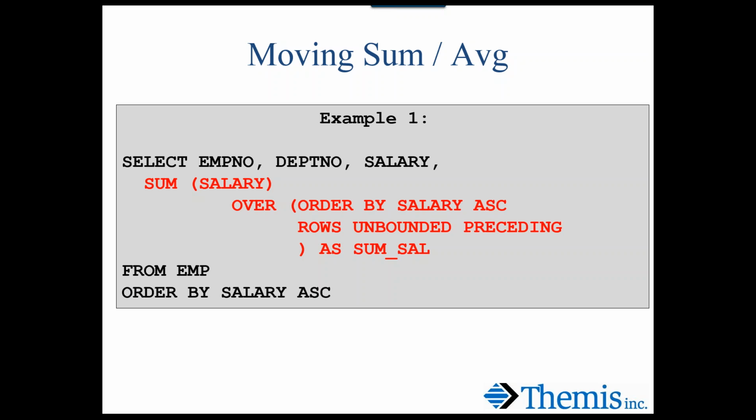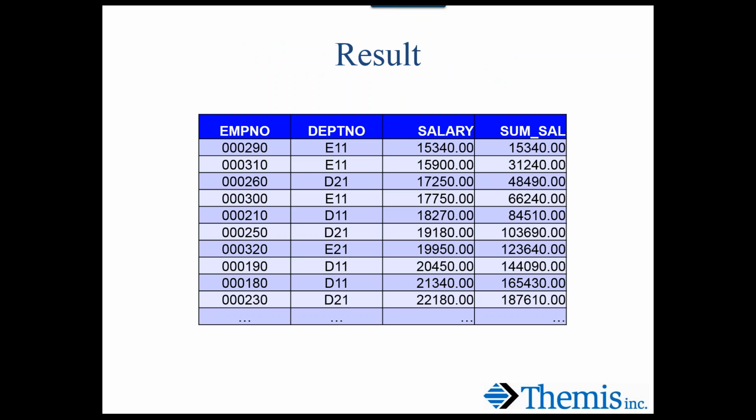I'm going to say I want to grab some detailed data along with the sum, and I want to do this over a set that orders by salary ascending, rows unbounded preceding. Okay, we'll have to talk about what that syntax means in just a second. Let's actually see what it does in the result set first. So that last column in this result set is the result of that weird sum function.